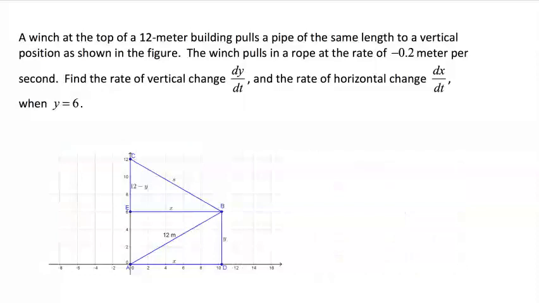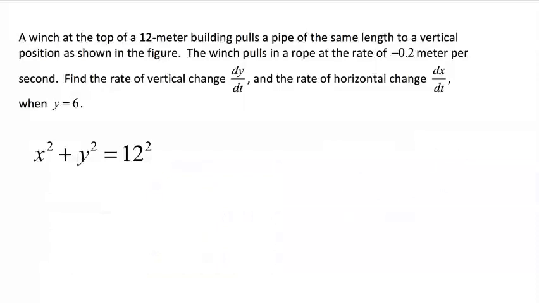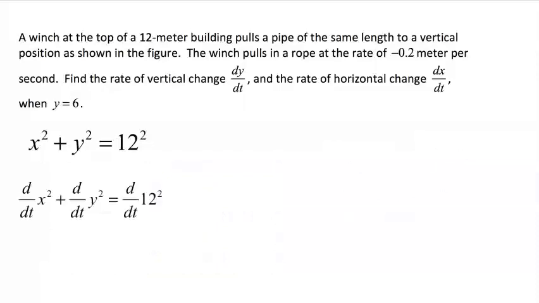But let's start with this one. From here we get our Pythagorean equation. x squared plus (12 minus y) squared is s squared. And from the other triangle we will get, of course, x squared plus y squared is 12 squared. So we're going to use our related rate strategy by taking the derivative with respect to t. So I will start with this equation: x squared plus y squared is 12 squared.